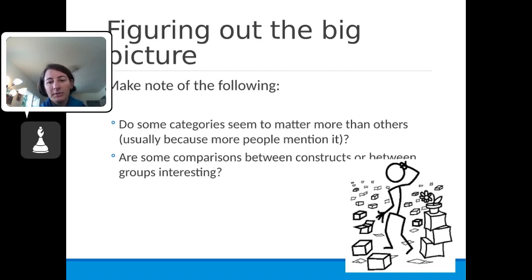And also think about, are there some comparisons between constructs or groups that are interesting? So again, like, are some people saying one thing more than others? Like Andrea, in your case, maybe comparing people who participate in the two different campus organizations might be interesting. Do they say one thing more than another?